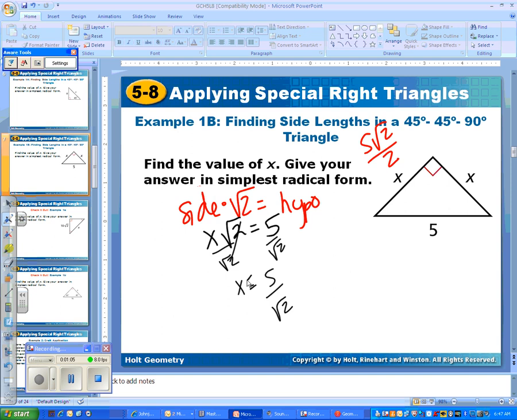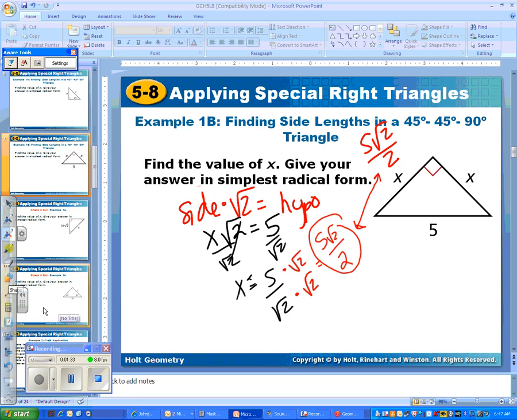And now you know, well, I can't have a radical in the bottom. So to get rid of that, I multiply both the top and the bottom by whatever that radical is. Radical 2 times radical 2, the radicals cancel out, and you're just left with 2. And then 5 radical 2 is just 5 radical 2. And oh my gosh, it's the same answer. So this is a lot less work than the Pythagorean theorem, but you are more than welcome to do that anytime. It will always work.